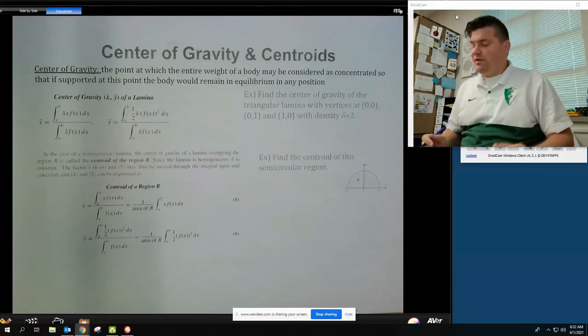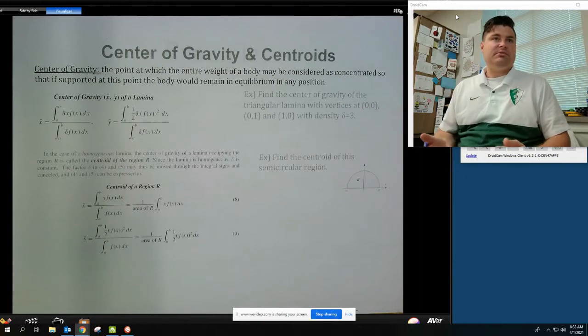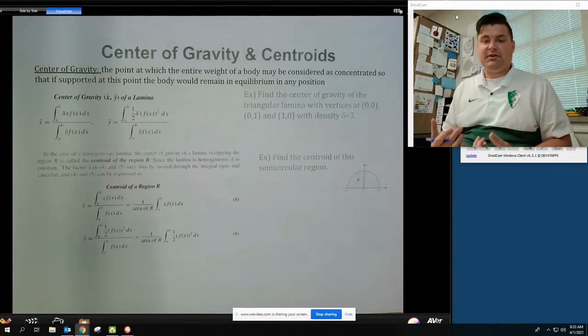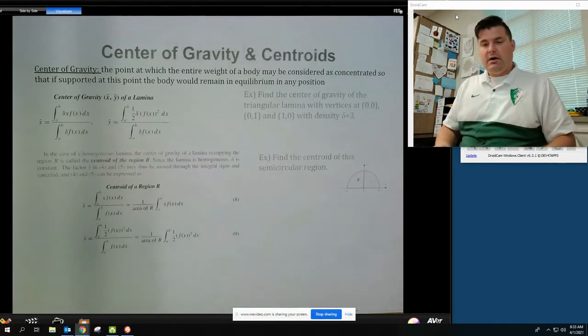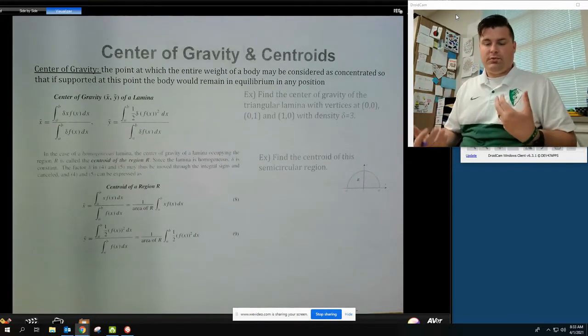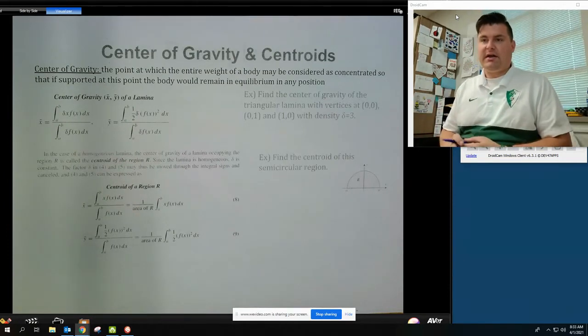Video on center of gravity and centroids. Essentially, what we're going to do is figure out how to find the center of gravity of an object. In our case, it will be 2D objects. We'll also find the centroids of objects, and these are going to be weird objects, not like a square. What's the center of a square? Well, we all can figure that one out.